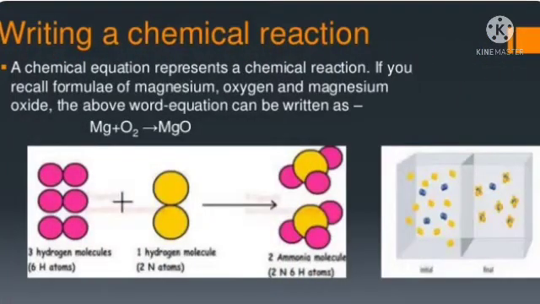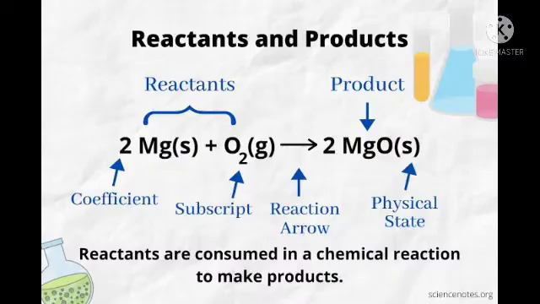Writing a chemical equation. A chemical equation represents a chemical reaction. For example, when a magnesium ribbon is burned in oxygen, it gets converted into magnesium oxide. This description of a chemical reaction in sentence form is quite long. It can be written in shorter form, that is, in a word equation. Magnesium plus oxygen gives us magnesium oxide.